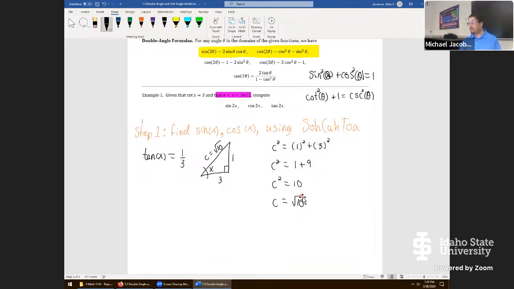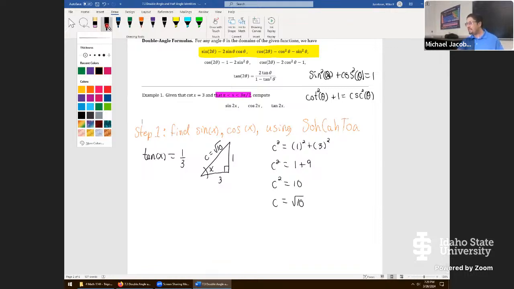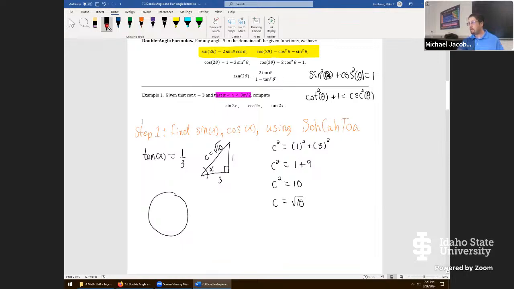So a root of 10 goes here, and now we can almost get sine and cosine, except we need to go back up there and analyze the unit circle diagram for this. So let me go and write in, where is x really? Well, pi is in this location. 3 pi over 2 is down here. I don't know exactly where x is. All I know, tangent of x is a third, so I'm just going to draw it kind of randomly. Let's just throw it in like that.